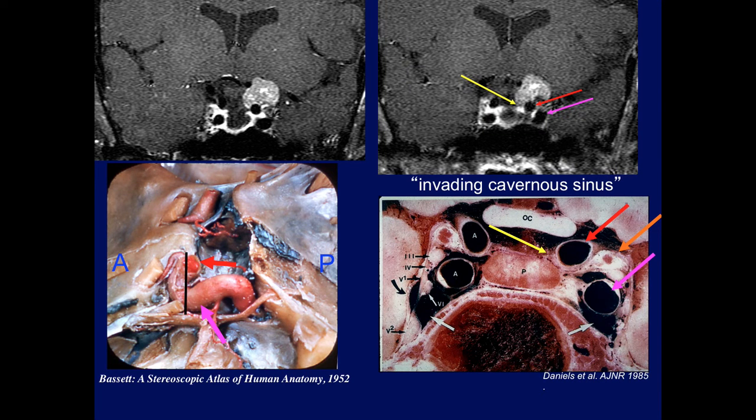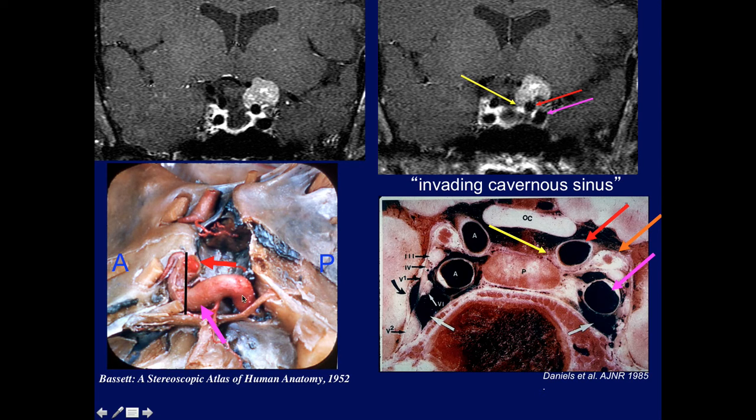I want to spend some time on this case that was read as invading the cavernous sinus. This is a meningioma of the anterior clinoid. Now, I want to point out that the cavernous sinus is not invaded here. It's just resting on the diaphragma sellae.